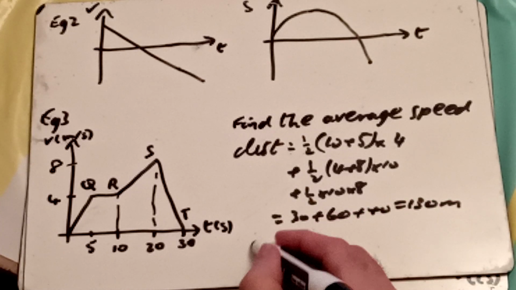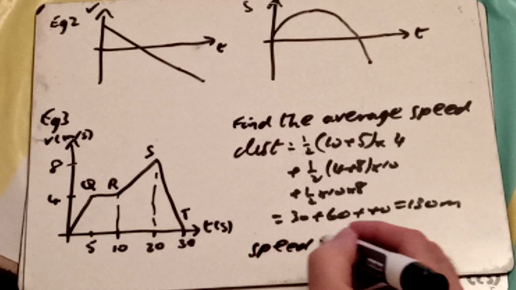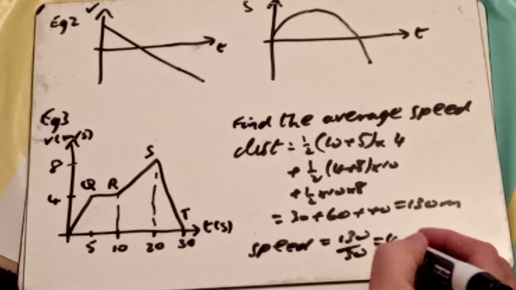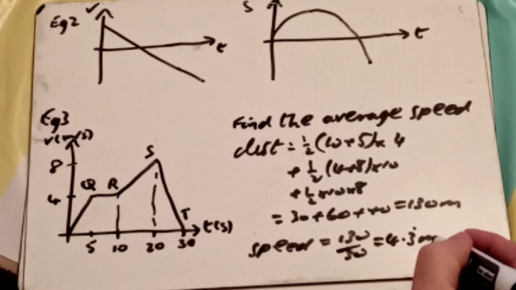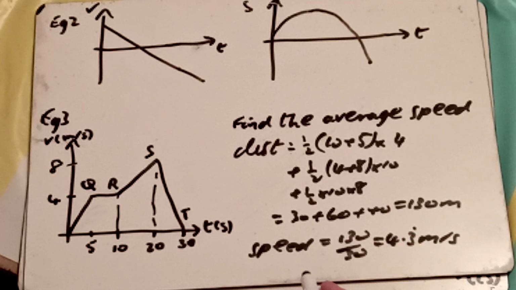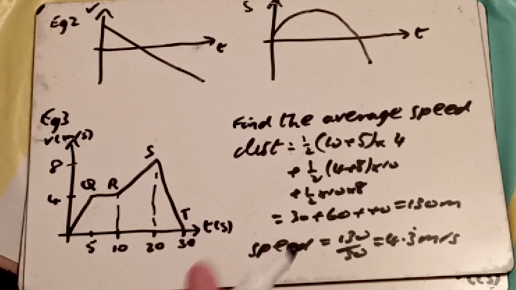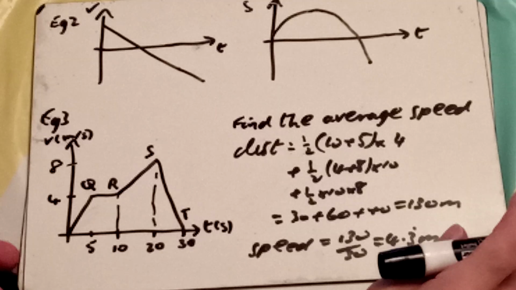And then my average speed will equal that, 130 over 30, which is 4.3 recurring meters per second. There we go. So it's equivalent to having a line there for that time, and that's my rectangle. Nice and straightforward.